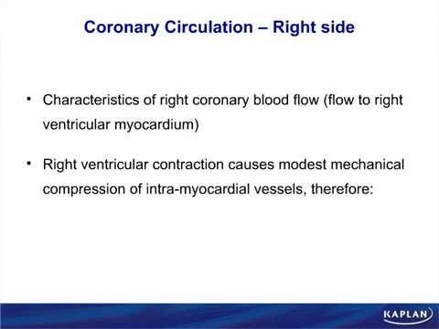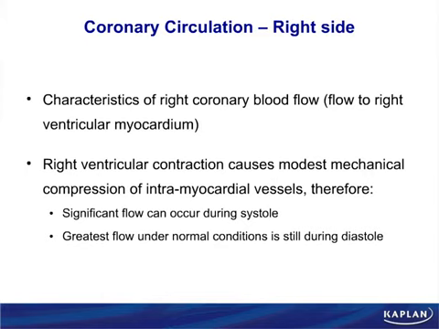Moving to the right side, the characteristics of right coronary blood flow. There will be ventricular contraction. Right side contracts just like the left, but this will only cause a modest mechanical compression. Nothing compared to the left ventricle. Remember, right ventricular wall is not nearly as thick as the left. We're not even close to the same levels of pressure being generated. So we still get a significant flow during systole. That diastolic pressure is still important even on the right side.